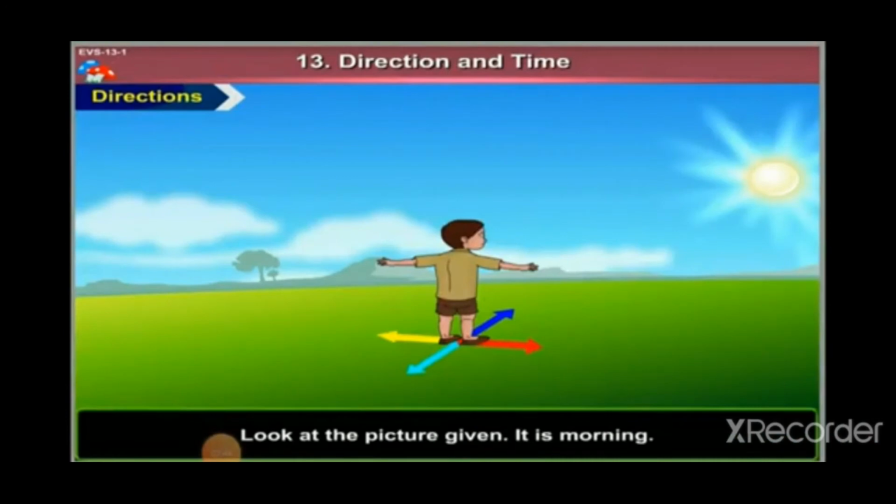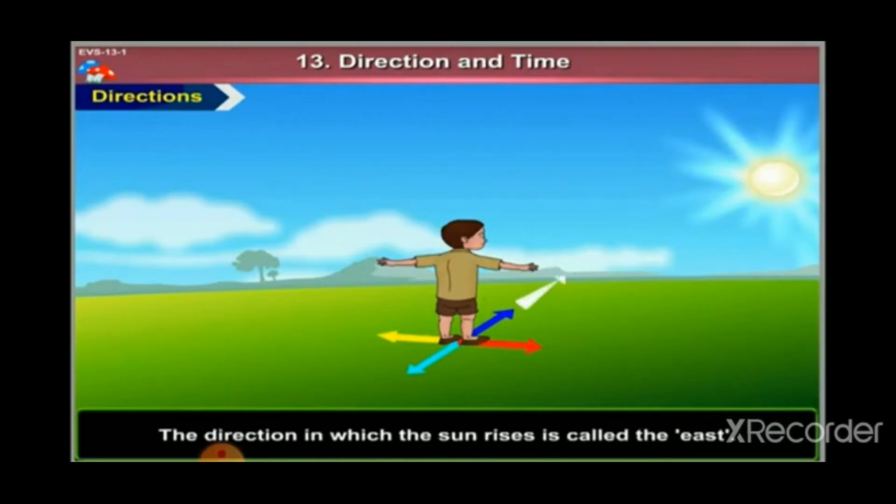Look at the picture given. In the morning, the sun is rising. The direction in which the sun rises is called the east. The boy is facing the rising sun. He is facing the east.